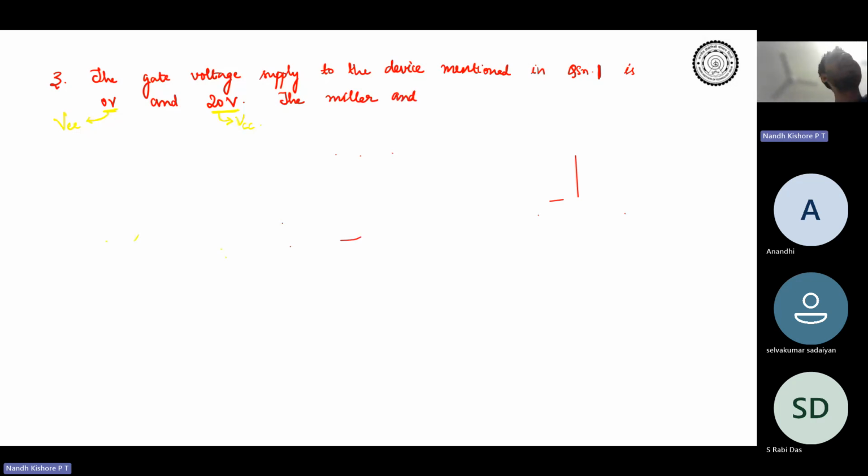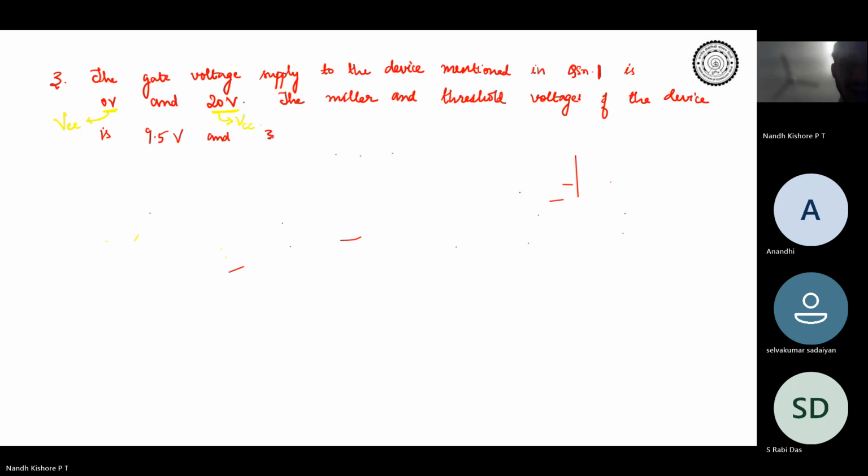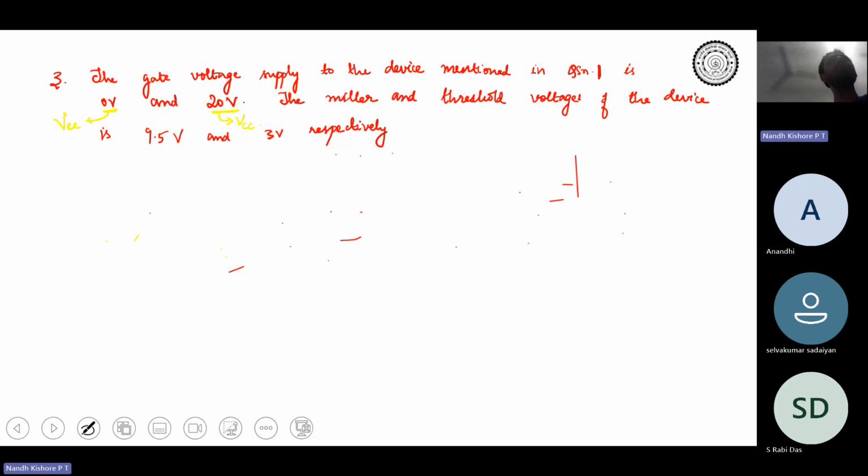The Miller and threshold voltages of the device are 9.5 volts and 3 volts respectively. So the Miller voltage and threshold voltage are given for the device.